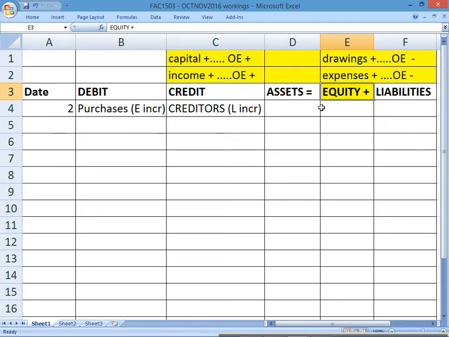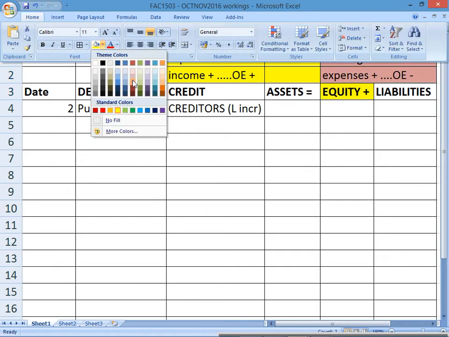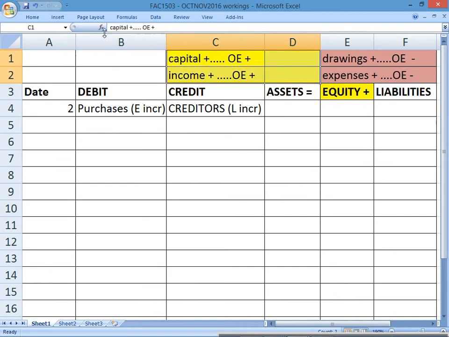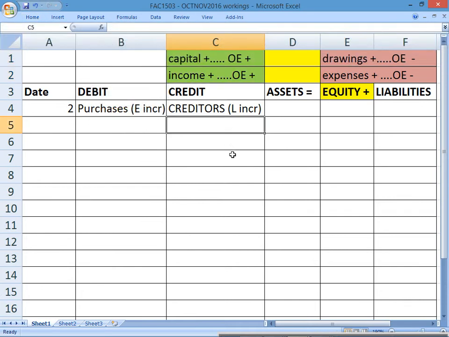So now I know what the different accounts are. These two are going to affect owner's equity negatively. These two are going to affect owner's equity positively. There are two different accounts, but there's only six. Now you've got assets, liabilities, capital, income, drawings, expenses. Those are the only six that you're going to get.